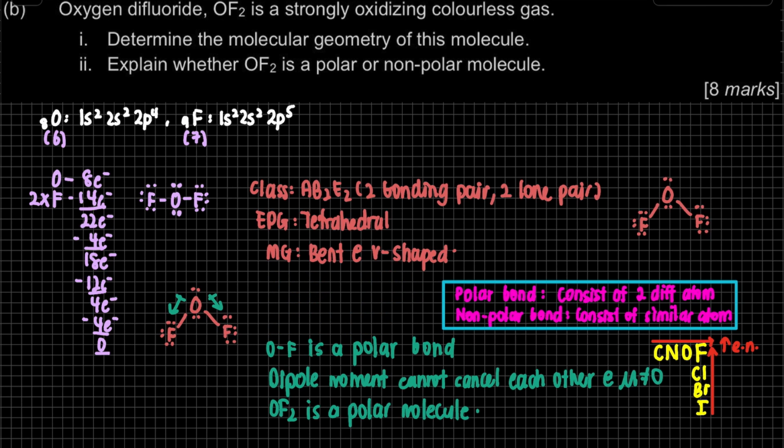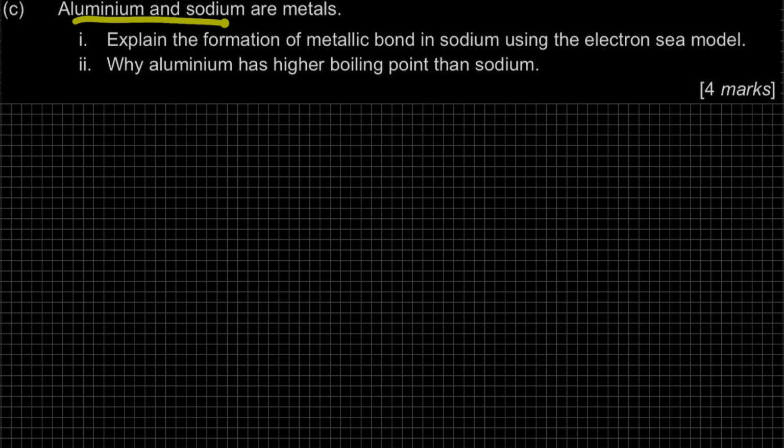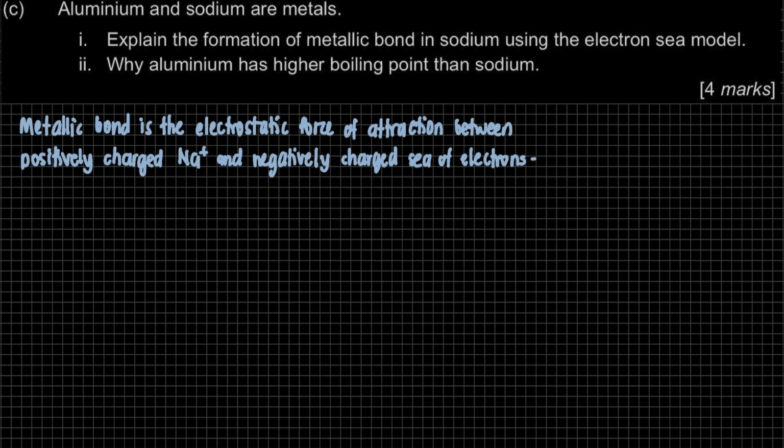Okay, so that is all for question B. Question C, aluminium and sodium are metals. Question 1: explain the formation of metallic bond in sodium using the electron sea model. So first you have to explain the formation of the metallic bond. What is actually a metallic bond? Metallic bond is the electrostatic force of attraction between positively charged Na+ and negatively charged sea of electrons.